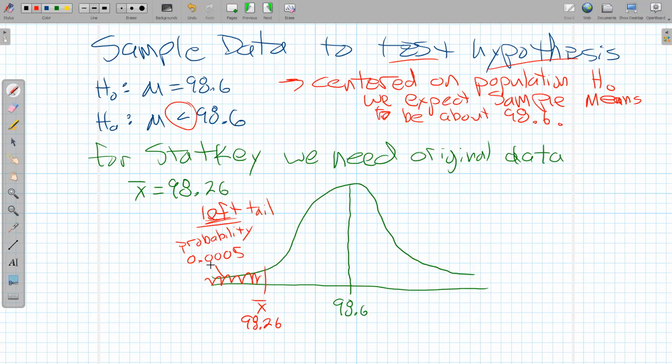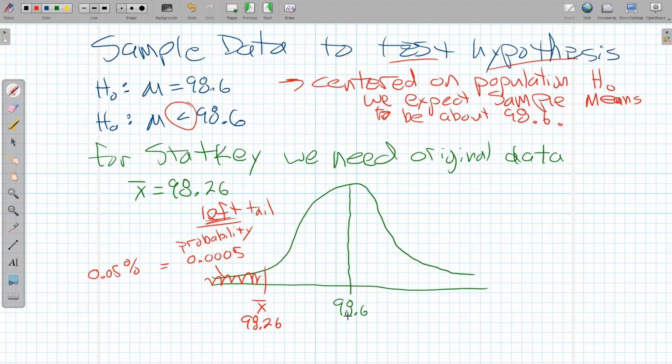If you wanted to change that to a percent, you would multiply by 100. That moves the decimal twice. So we could also say this is 0.05 percent, right? It's a 1/20 of 1% chance that we're going to get a sample of 50 people that have an average body temperature of 98.26 if we were expecting the temperature to be 98.6.